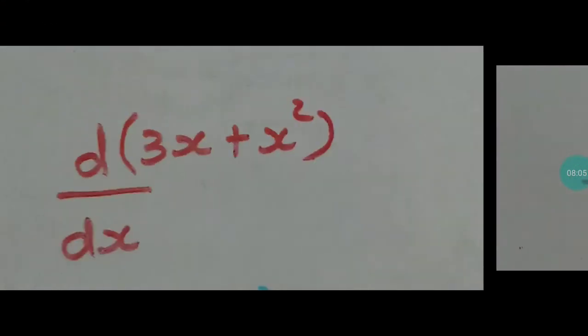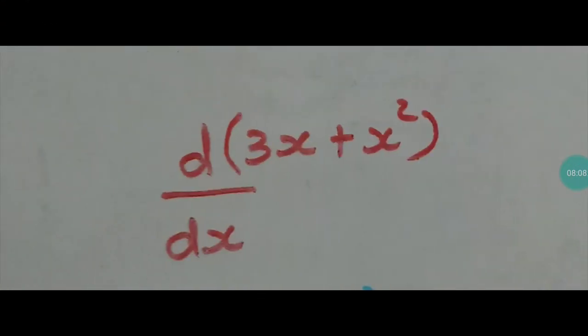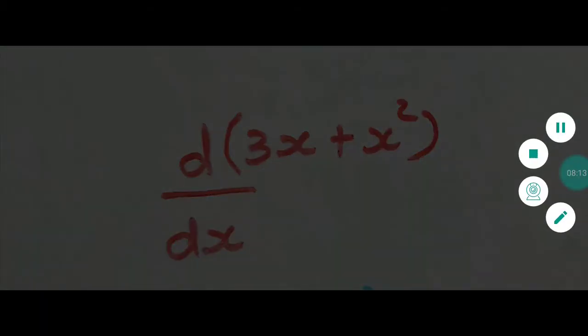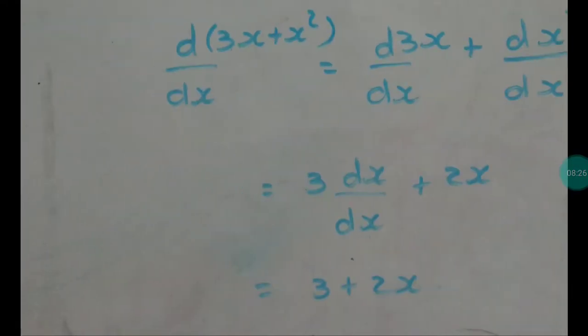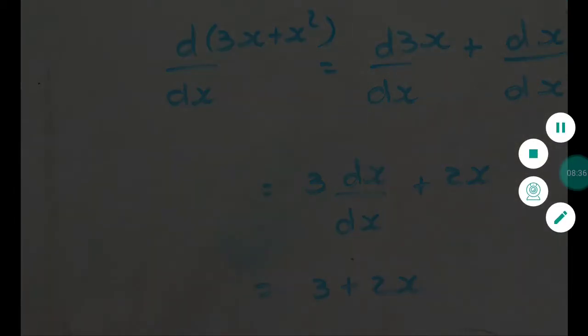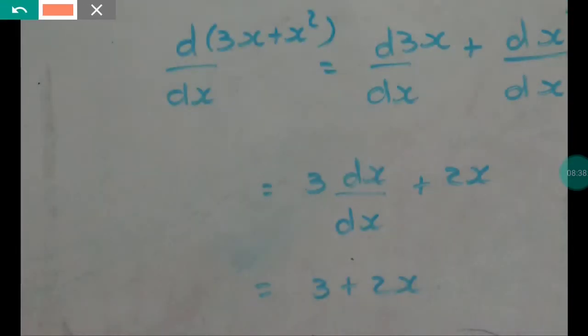Okay, now let's see an example. d/dx of (3x plus x square). Okay, now what is here? In the formula we had u plus v, so this is in place of u and this is in place of v. Okay, follow the formula and write it like this. d/dx of (3x plus x square) is equal to, first d/dx of 3x is written, then d/dx of x square. Okay, there is a square over here and there is a square.